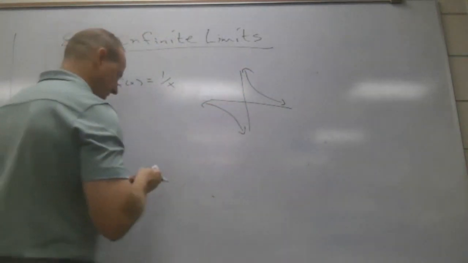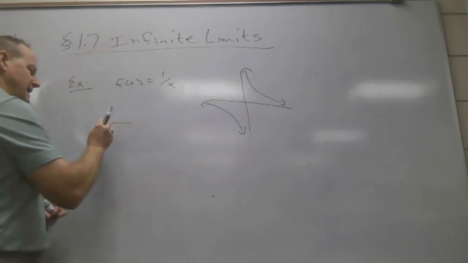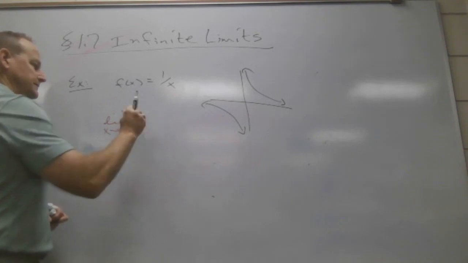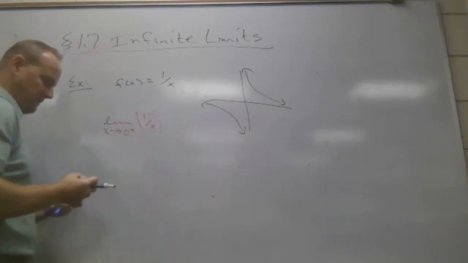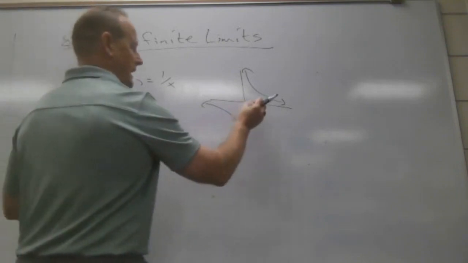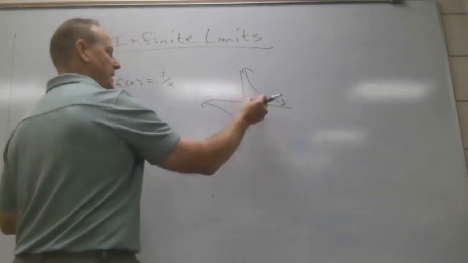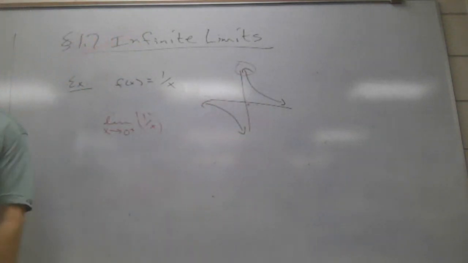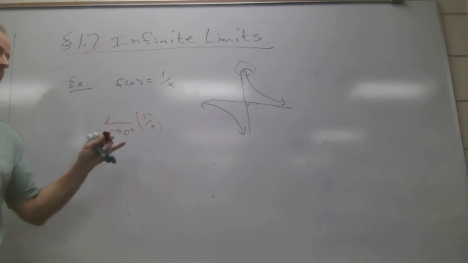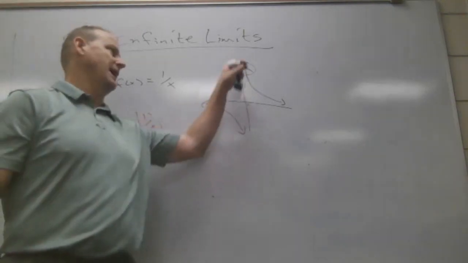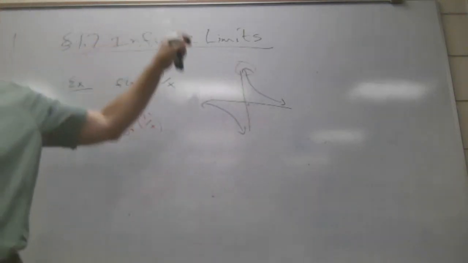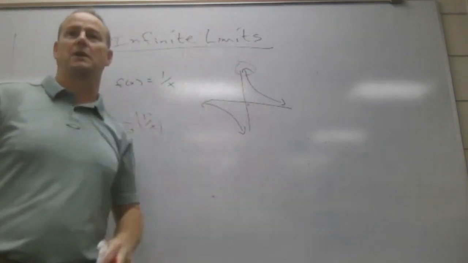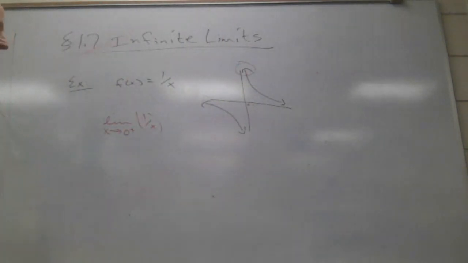If I look at the right-handed limit, the limit as x approaches 0 from the right of 1 over x, as I approach 0 from the right on my x-axis, what does my height approach? It blows up. If I'm at 1/10, I'm at 10. If I'm at 1/100th, I'm up at 100. If I'm at 1/1000th, I'm up at 1,000. As I get closer, it explodes up without bound.